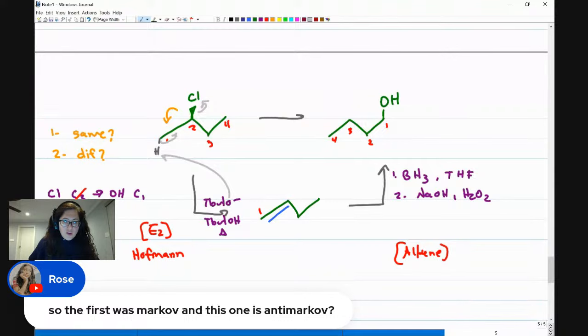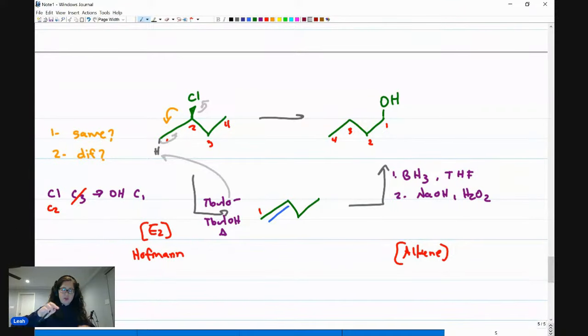Question. So the first was Markovnikov and this one was anti. Markovnikov gives us the functional group or substituent adding to the more substituted position of the pi bond, which would be here. Anti-Markovnikov adds to the less substituted, which is right here. And that in this case is where we want the alcohol because I want it at the terminal position.